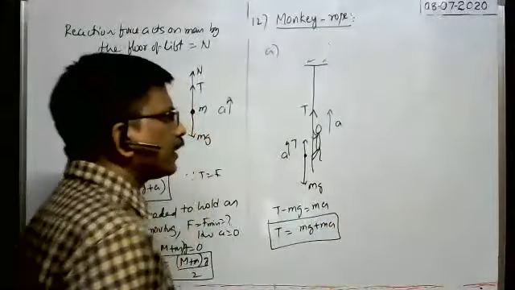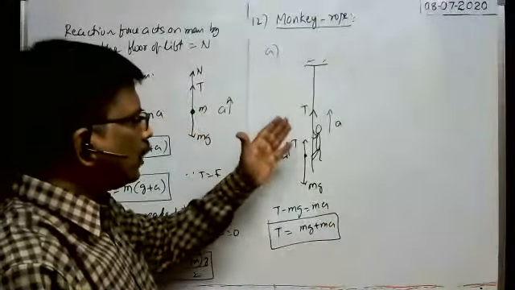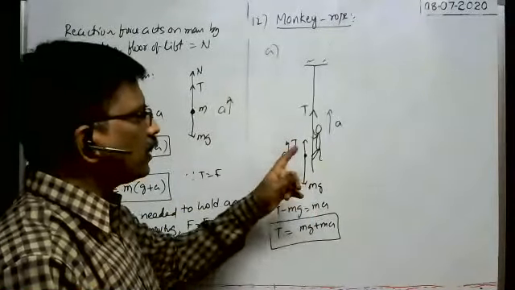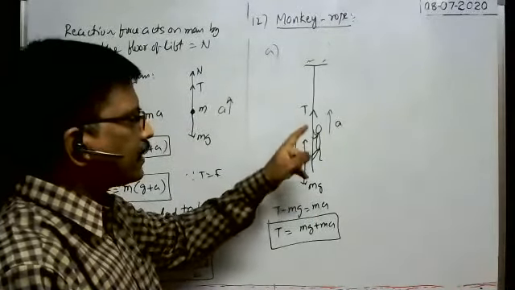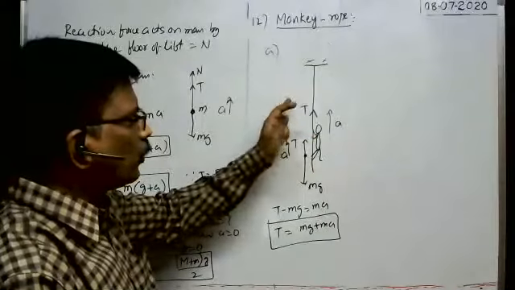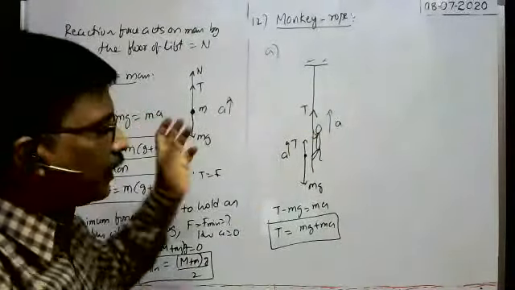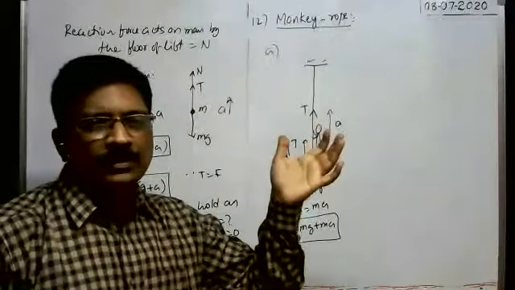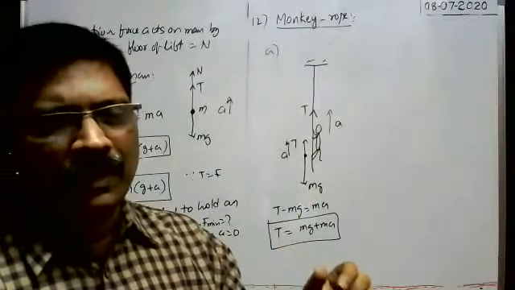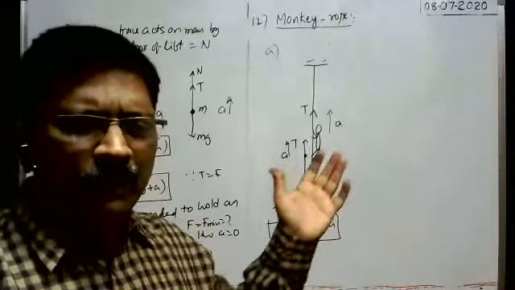So whenever the monkey climbs the rope, the tension of the rope is equal to mg plus ma. That means whenever the monkey climbs the rope with certain acceleration, the tension of the rope is greater than the weight of the monkey. Just like in the elevator, when the man is moving upwards, what is the formula for apparent weight? m(g plus a). The same formula is applicable here also.